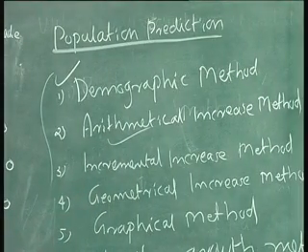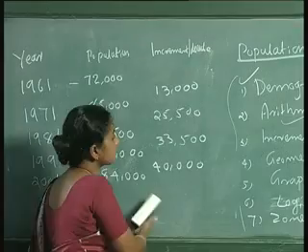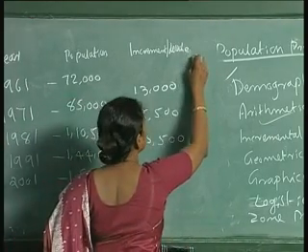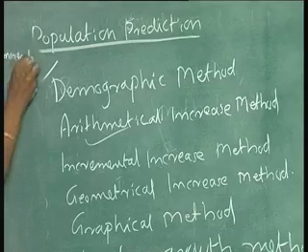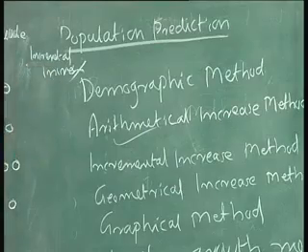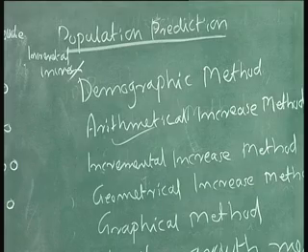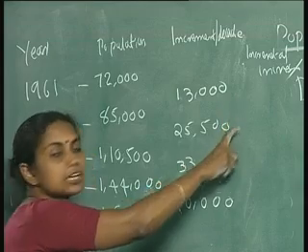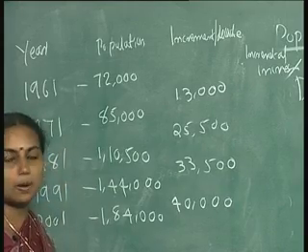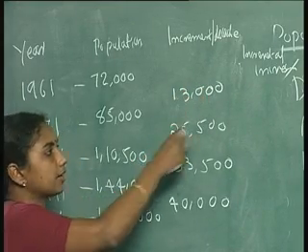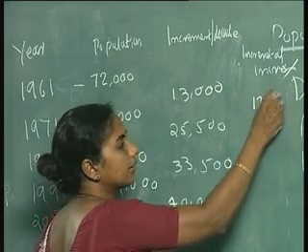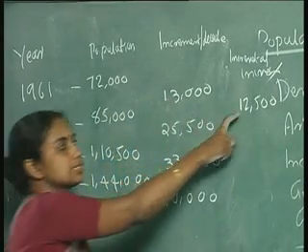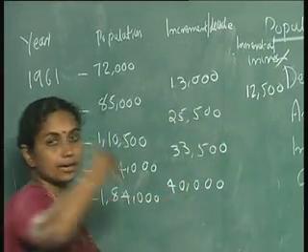So in incremental increase method, what is happening? We will be seeing this increase, then again another parameter we will consider, what is the incremental increase in these two things? Here it was 13,000 increase per decade, and this is 25,500. So we can find out the difference between these two. That means that is the incremental increase per decade. So the difference is 12,500. If you predict using this value, then you will be getting a population which is lower by this value. That is the incremental increase in the population.